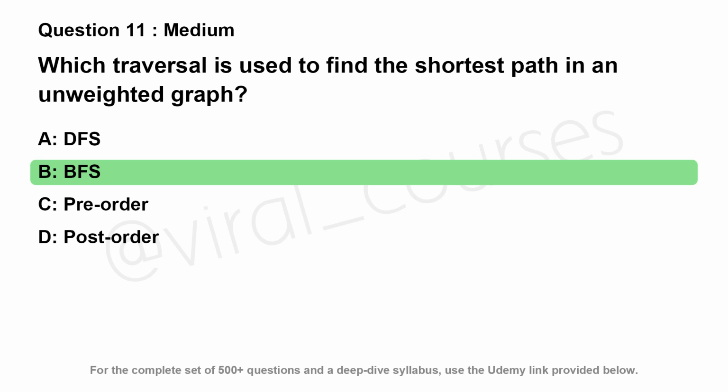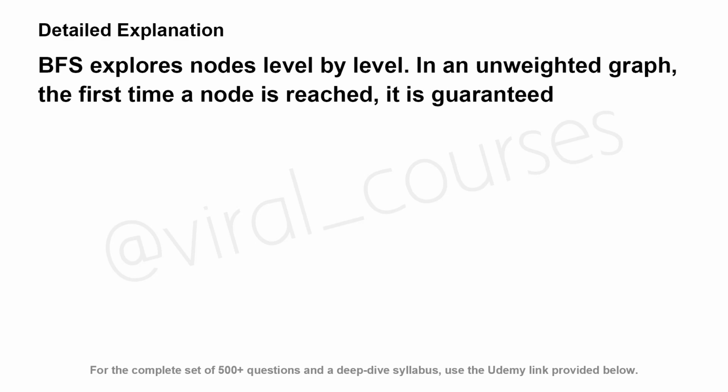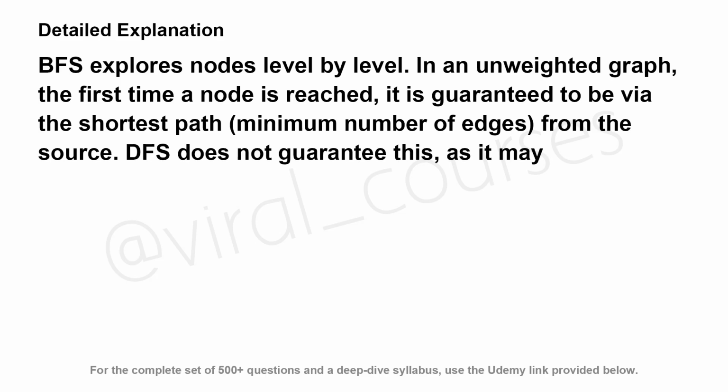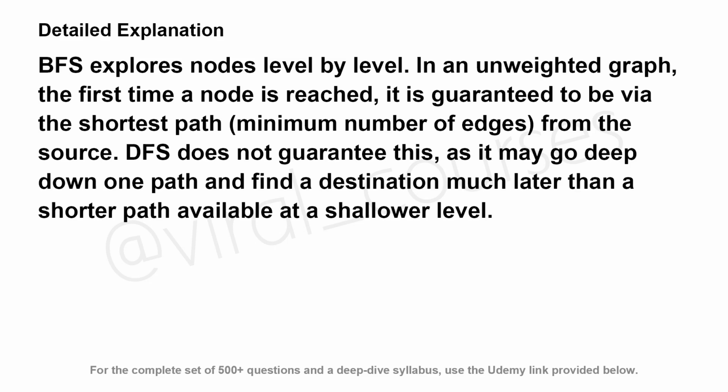The correct answer is B. BFS explores nodes level by level. In an unweighted graph, the first time a node is reached, it is guaranteed to be via the shortest path, minimum number of edges, from the source. DFS does not guarantee this, as it may go deep down one path and find a destination much later than a shorter path available at a shallower level.